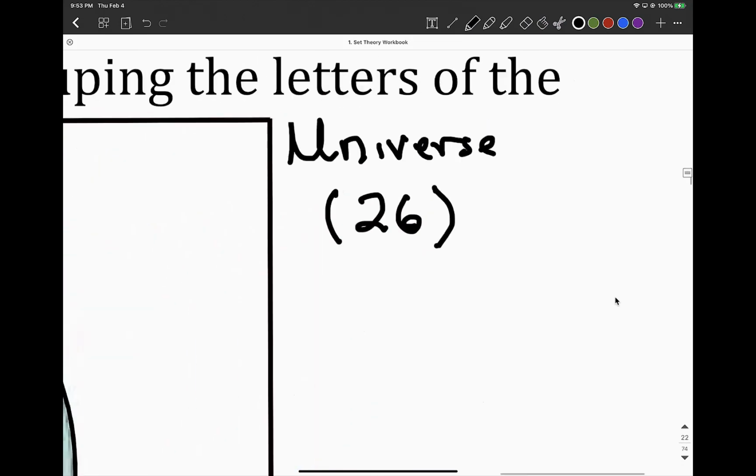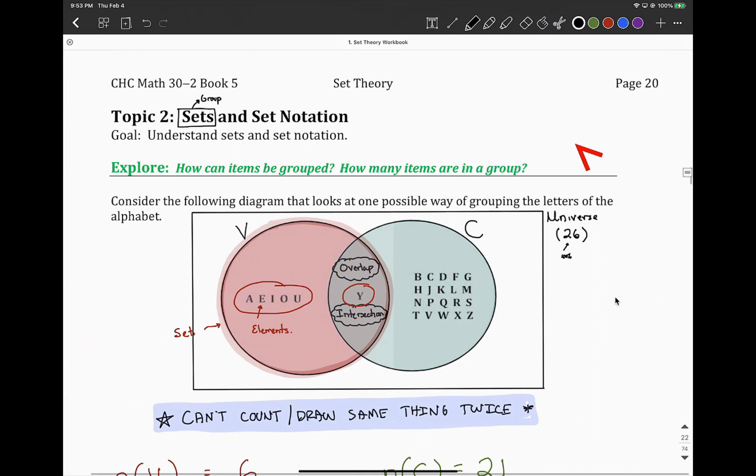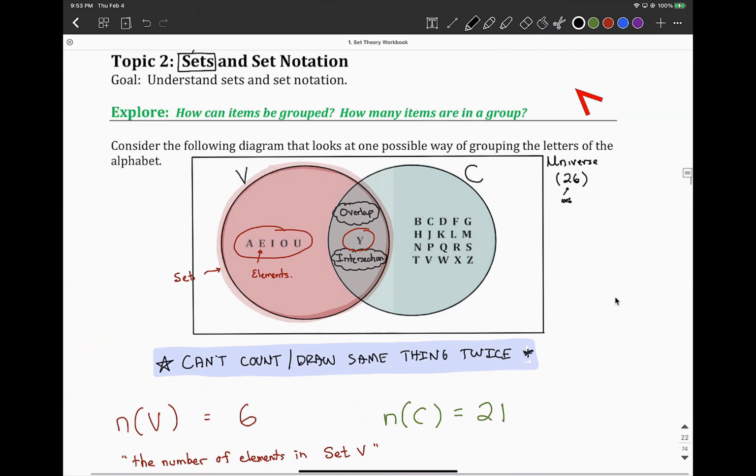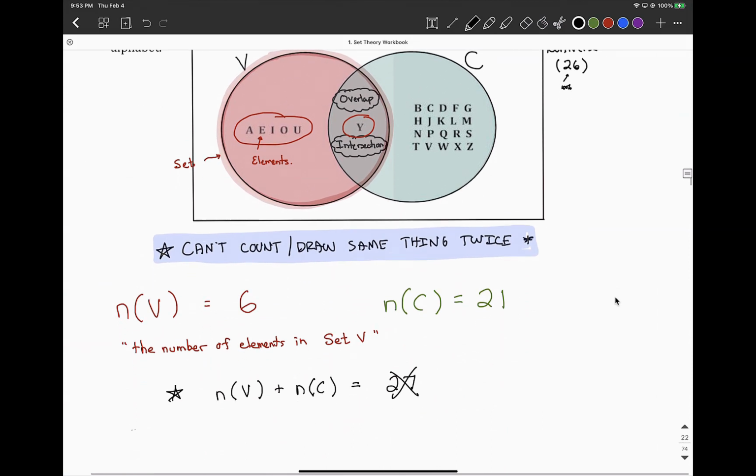For one, the universe is 26. That's our 100%. There's no such thing in this universe beyond that. We're not going to create matter or create elements out of nothing. And so there's just no way we can get beyond that universe, no matter what we added up. And going back to this fundamental rule, you can't count or draw the same thing twice. You cannot do this. And because this answer included the Y twice, that is another reason why I would say that is poor logic.